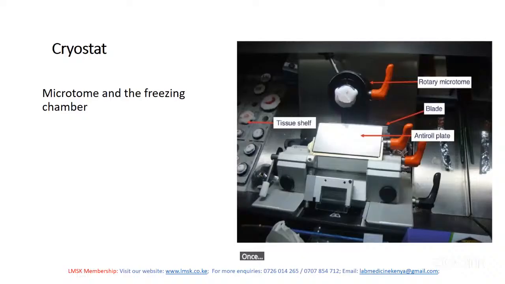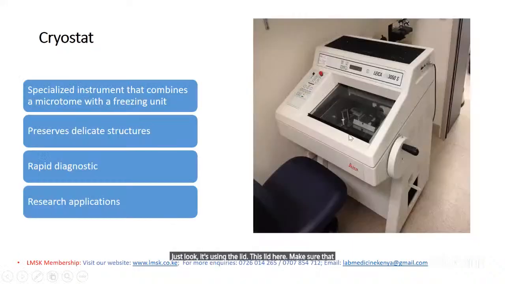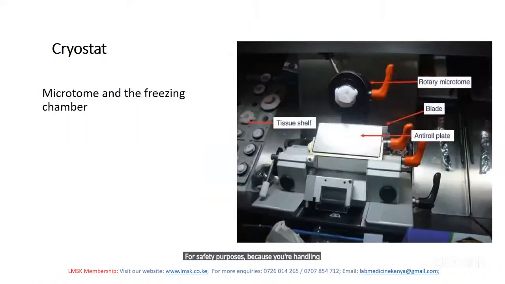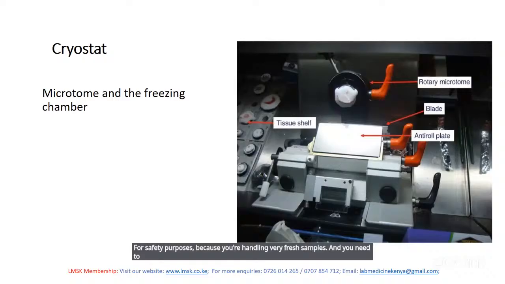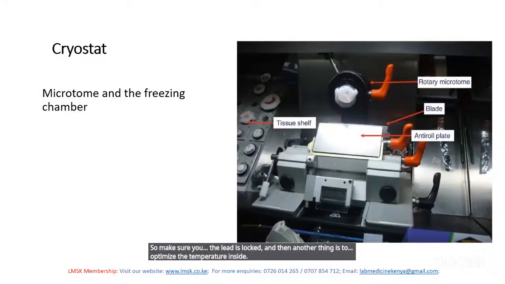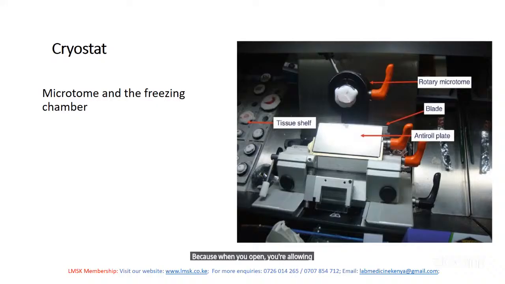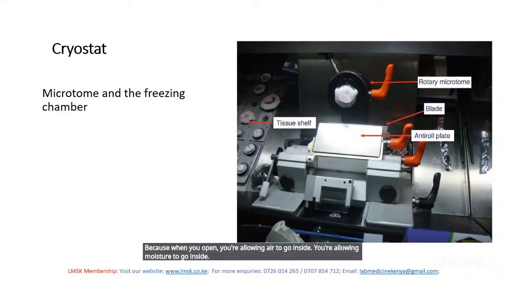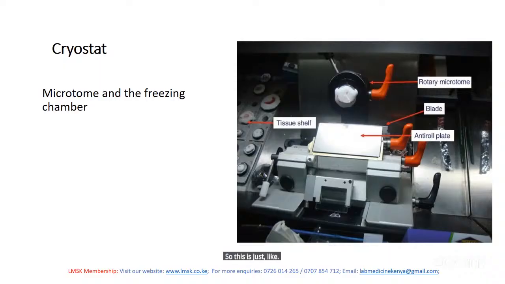During cutting, ensure that the cryostat is locked. Just lock it using the lid. This lid here. Make sure that you lock it. So when you're cutting from inside, just place the block here. After placing a block, you lock the cryostat for safety purposes, because you're handling very fresh samples and you need to prioritize your health. So make sure the lid is locked. And then another thing is to optimize the temperature inside, because when you open, you're allowing air to go inside. You're allowing moisture to go inside. So this is just like the inside of a cryostat. This is how it looks like.